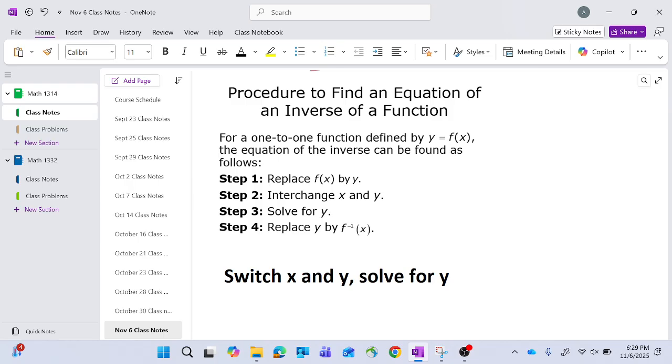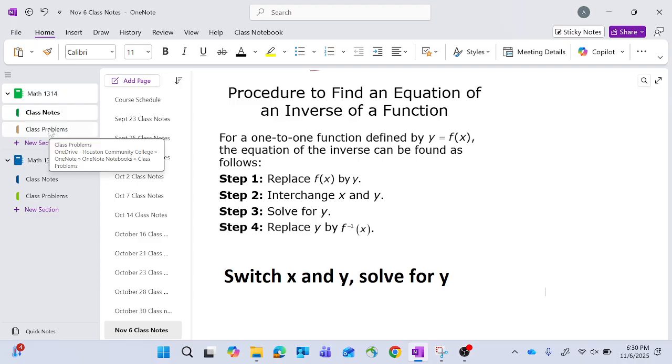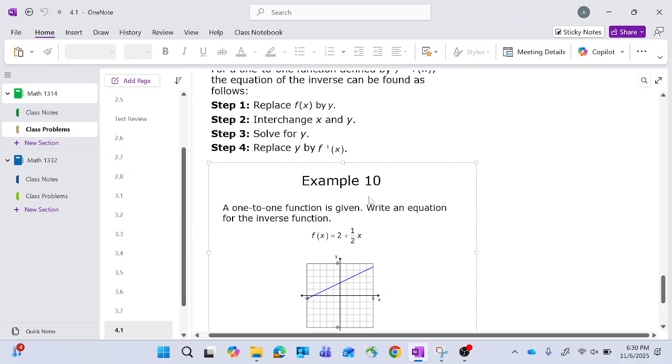In the other math class we do 4.1. Oh, you're doing stuff like this, right? Yeah, he put down like interchange and replace x by y, all that stuff. Yeah, it's always switch x and y, solve for y. Ready? Keep going.